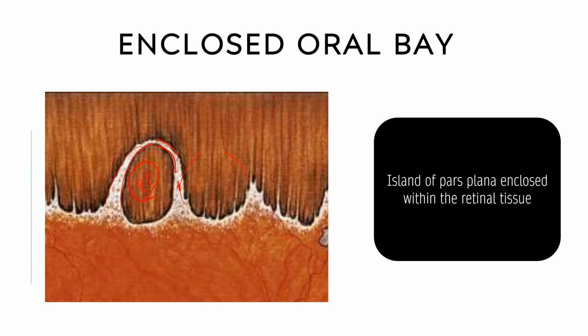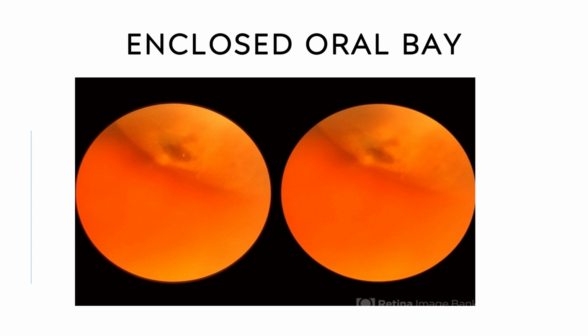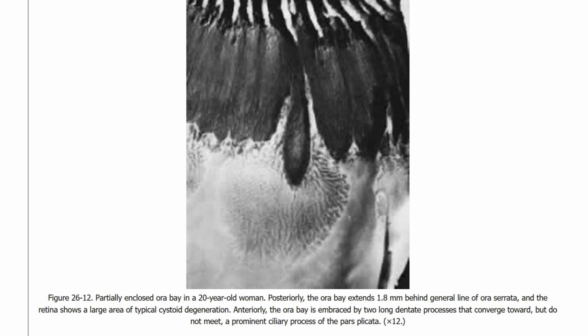So you know that this dentate process is the retinal tissue which is coming from the ora serrata, right? Now, if you can see this picture over here, this is actually from the retina image bank. Here you can see this part, this is the retinal tissue. Sorry, this is the pars plana tissue, and a part of it has been enclosed by the retina. So this is the retinal tissue, this is pars plana tissue, and over here is the pars plana again. So the importance of enclosed oral bay is that they might mimic a retinal hole. Okay, so that is one thing that you should remember.